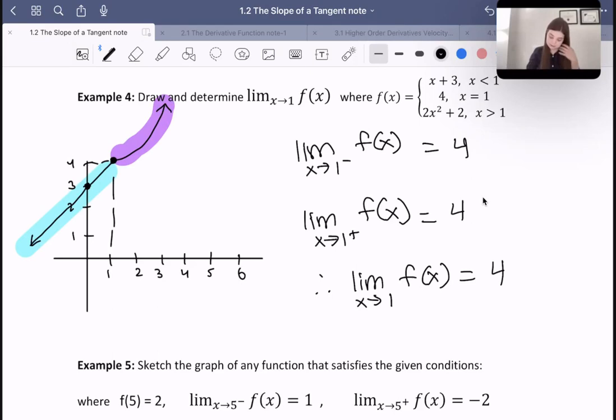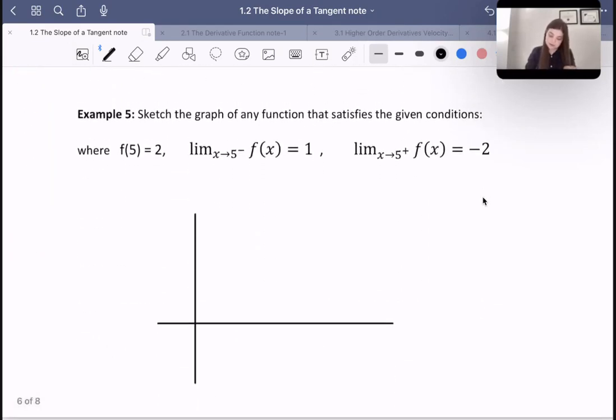All right. Let's try this one here. This one says sketch the graph of any function that satisfies the following given conditions. All right. So this first one says f of 5 is equal to 2. So when x is 5, y is 2. So that's our first point.